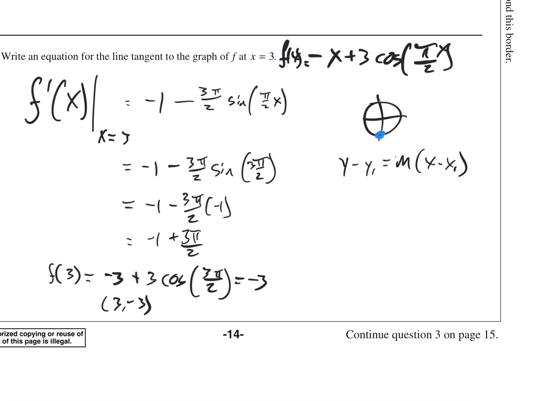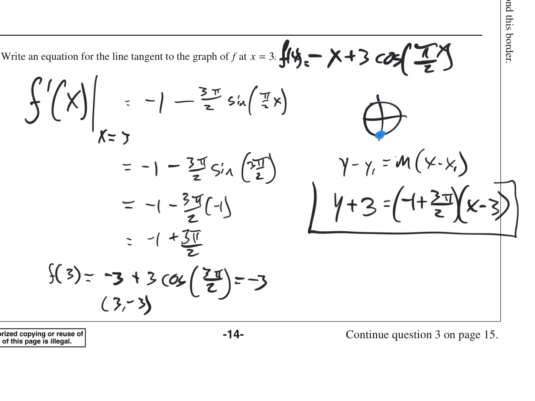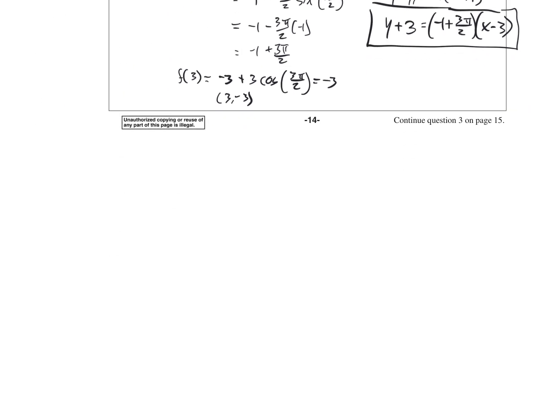And so we can go over here. We have y minus y1, which is -3, so we plus 3, equals the slope, which is -1 plus 3 pi over 2. Put that in parentheses. If you want to make it one fraction, you could. You don't have to. Times x minus x1. And what is x1? Well, our x is 3. And there you have it. Okay? Point slope form there. That's the idea. Okay, cruising along.